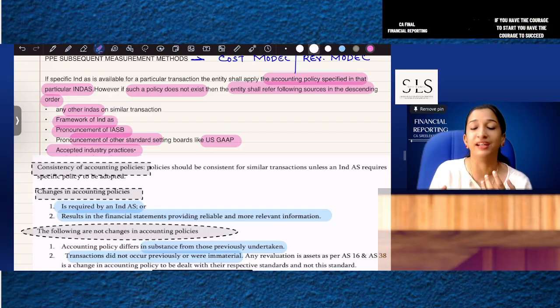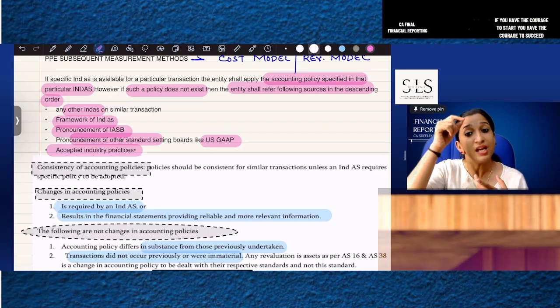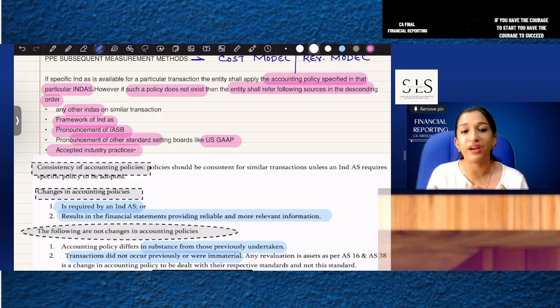First, check other Ind AS on similar transactions. If it is not there, then the framework on Ind AS. If that is also not mentioned in the framework, then pronouncements, any guidance notes or notifications released by IASB. If it is not there, then go for other standard setting boards like US GAAP, pronouncements by US GAAP. If that is also not there, then accepted industry practices. Okay, that is how we select an accounting policy for a transaction.